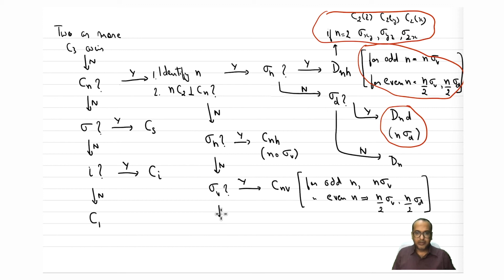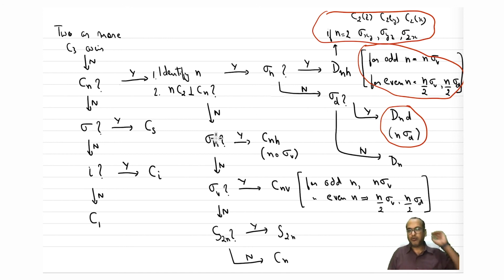Okay, and if sigma v is not present, then you ask whether the molecule contains a 2n-fold improper rotation axis. So you ask if there is any S2n present. If it is a yes, then you call it S2n point group. If it is a no, then you call it Cn point group. And that is all. So these are all rotational point groups over here.